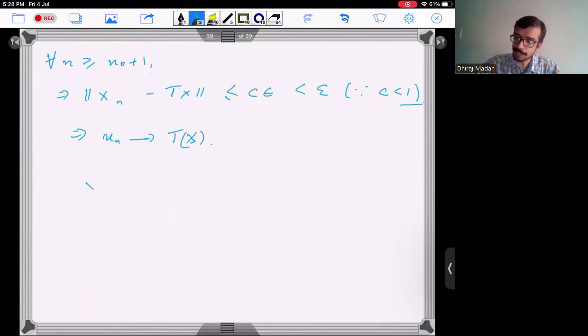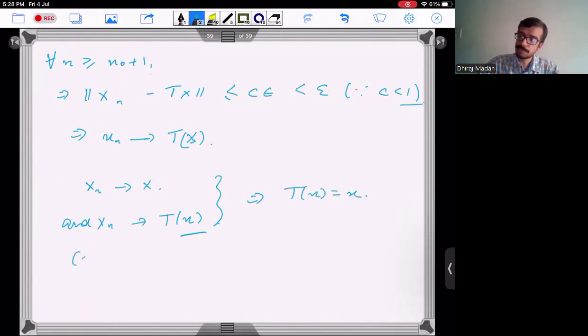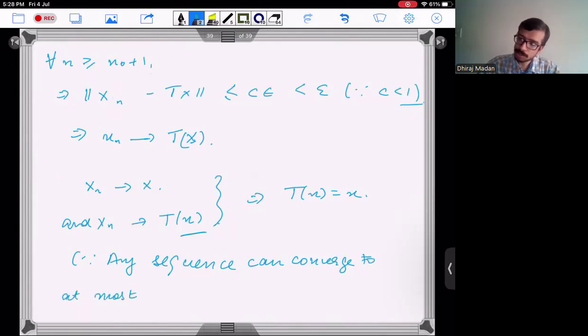Right? So basically the sequence xn converges to x and the sequence xn also converges to Tx. But we know that a given sequence can have at most one limit point. It can converge to at most one point, right? So therefore, Tx must be equal to x, because any sequence can converge to at most one point.